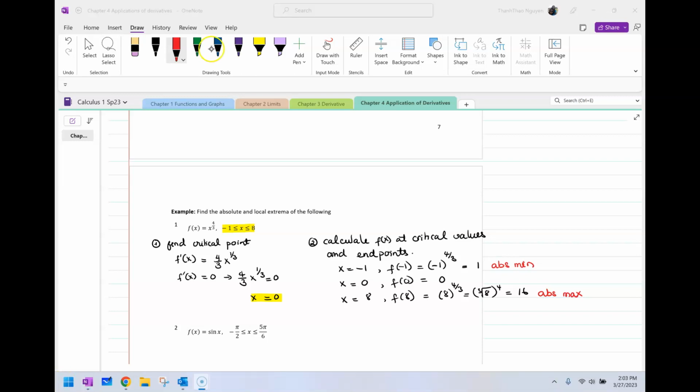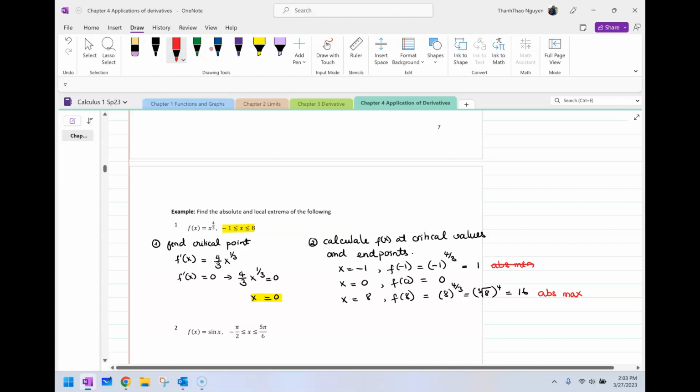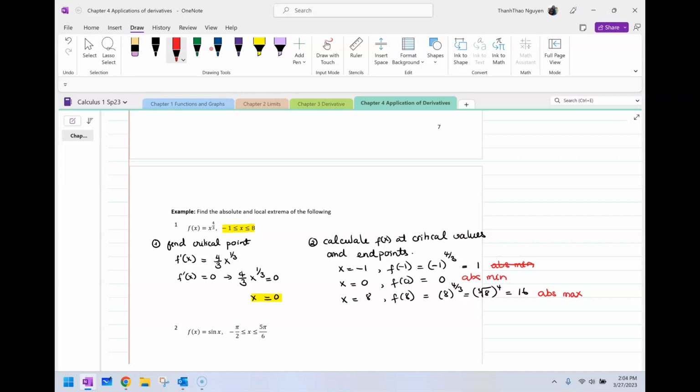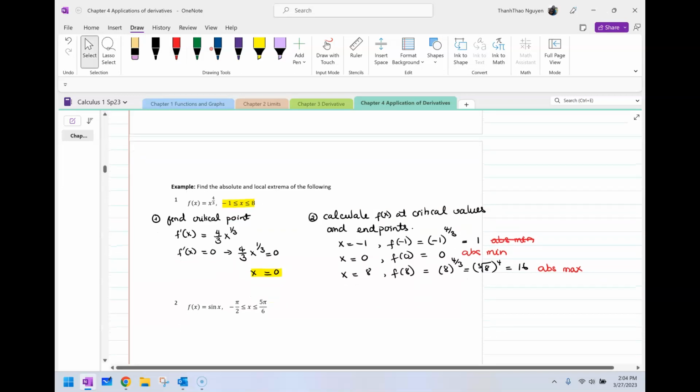We have the absolute min at x equal to 0. Here we have the absolute max. Note that we are only looking for the absolute and local extrema, right? So at x equal to -1, let's take a look at this.